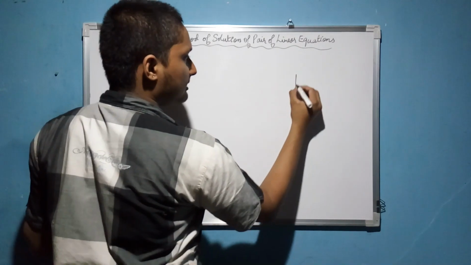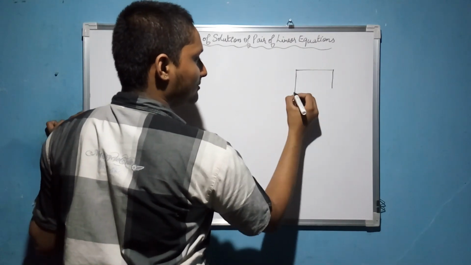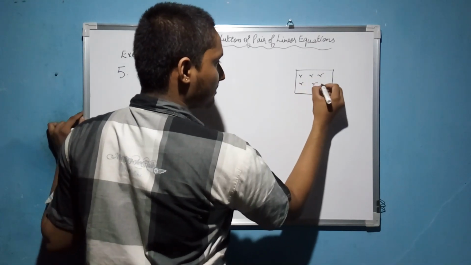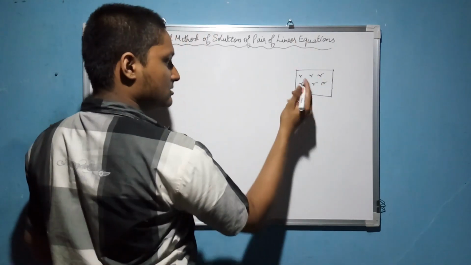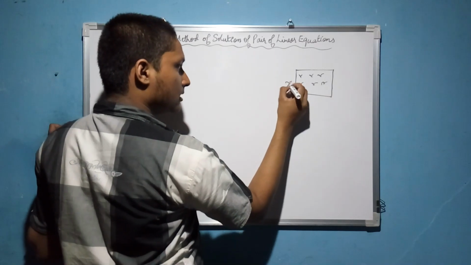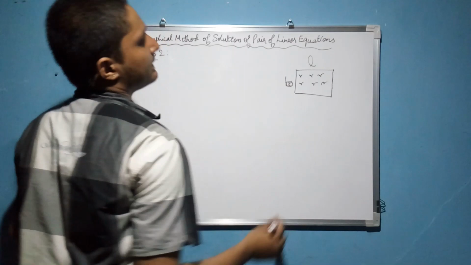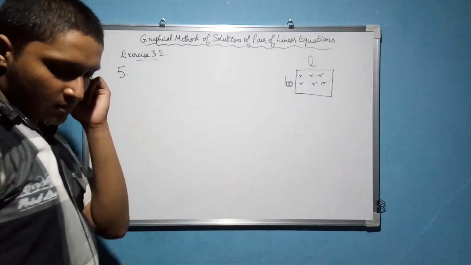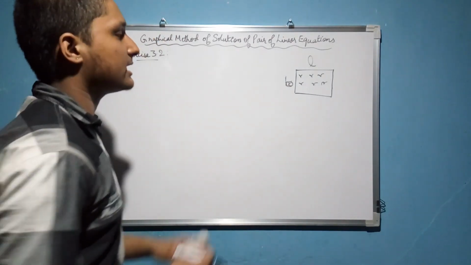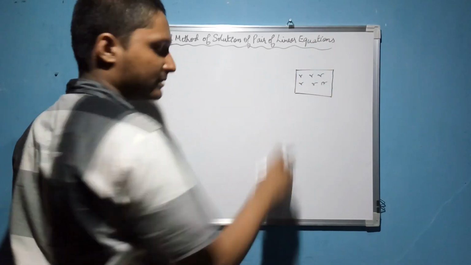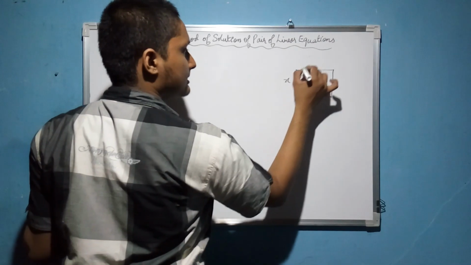So let me have a garden. I'll make my own garden here, with some crops or plants. Okay, I'll take L and B instead of X and Y. Or let me take X and Y itself, because I need to draw the graph, right? It's going to be irritating for me otherwise. So this is X and this is Y.